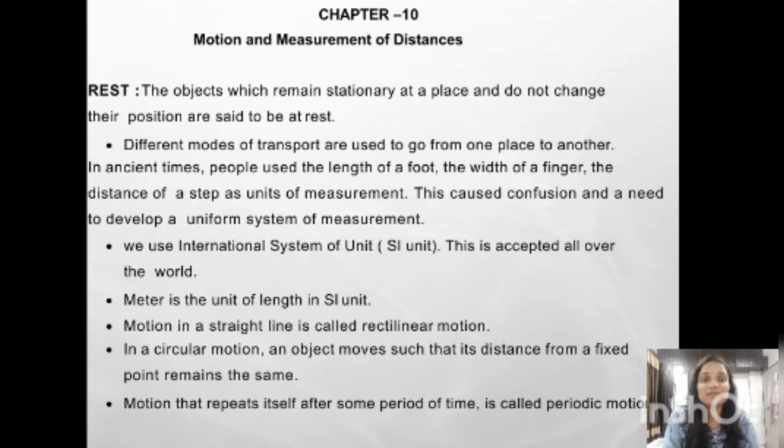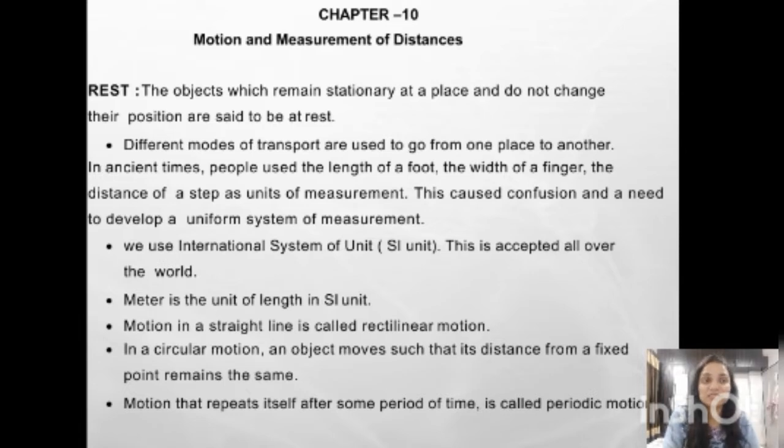Second point, you have been given that different modes of transport are used to go from one place to another place. In ancient time, people used the length of foot, the width of finger and the distance of the step as units of measurement. This caused confusion and a need to develop a uniform system of measurement. This is the point. These 2 points are the summary.